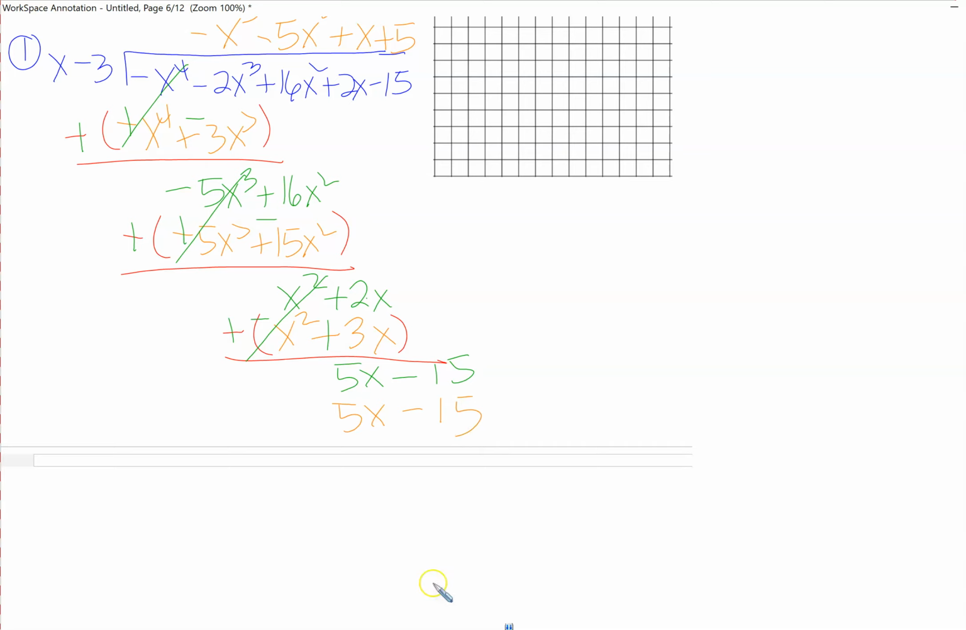So again, remember here we should have a remainder of 0, but we don't want to assume. We always want to double check it. So this is going to give us a negative 5x and a positive 15. 5 and negative 5 is 0. Negative 15 and 15 also is 0, so we get that remainder of 0. All right, so moving on to the next step.